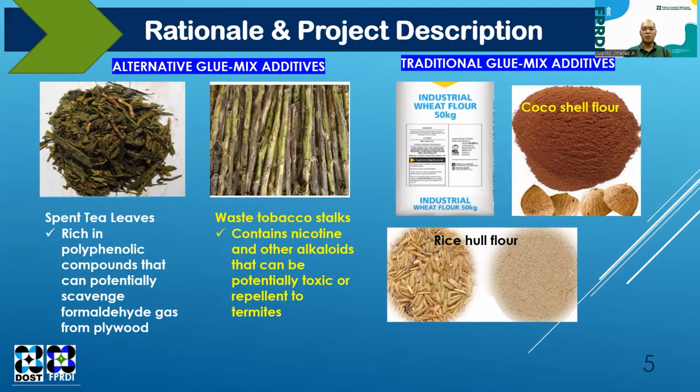We processed the alternative glue mix additives to produce powder of flour-like texture. Because of the presence of rich polyphenolic substance and protein in the spent tea leaves, it was hypothesized to scavenge free formaldehyde in the wood-based panels. On the other hand, waste tobacco stalks contain alkaloids such as nicotine that can act as a repellent substance against termites.